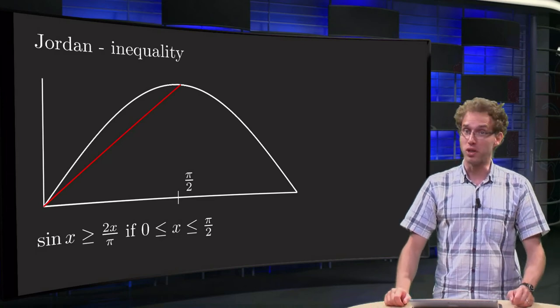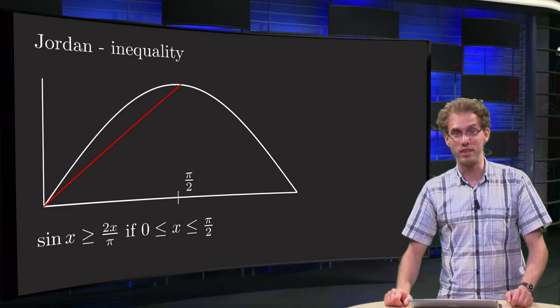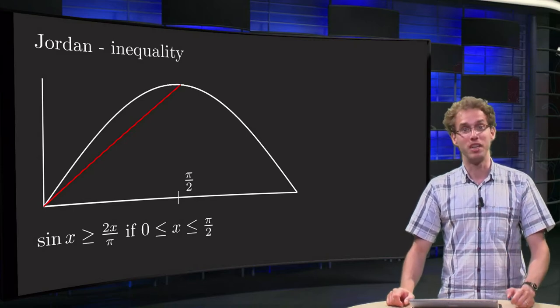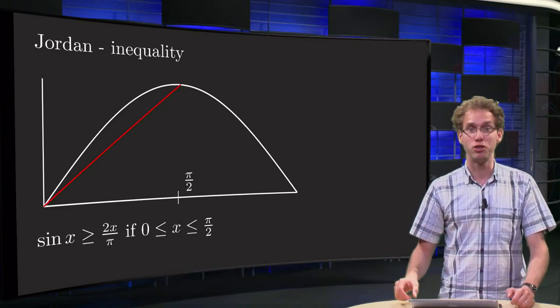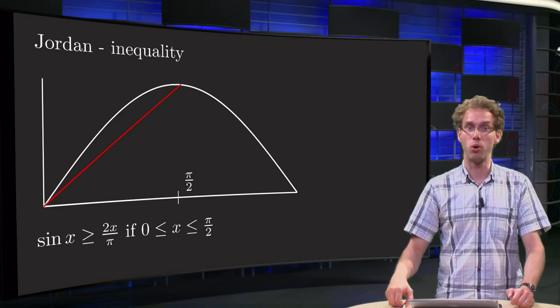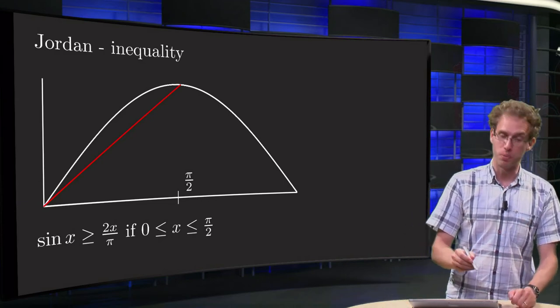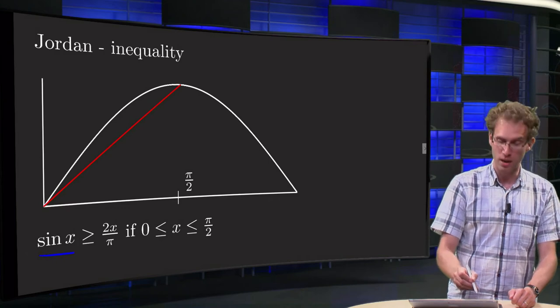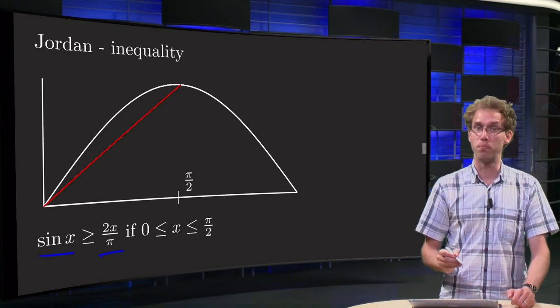In the proof of Jordan's lemma, we will need an inequality. In this video, we will see graphically and algebraically why this inequality holds. The inequality will be sine of x is bigger than or equal to 2x over pi.